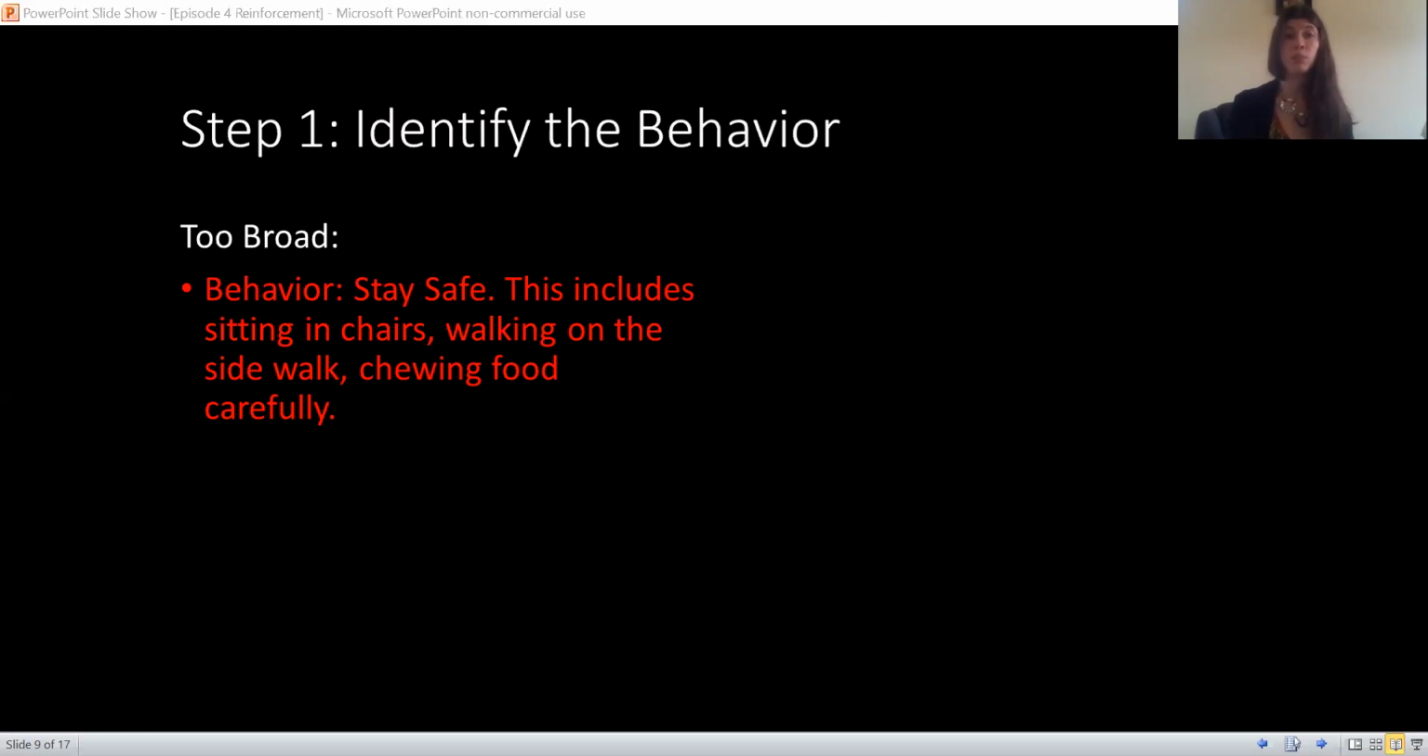Pretend you want to reinforce safety. That's a pretty broad behavior. You could spend the day reinforcing sitting on chairs, chewing slowly, walking on the sidewalk, when what you really want to increase is keeping your hands to yourself.